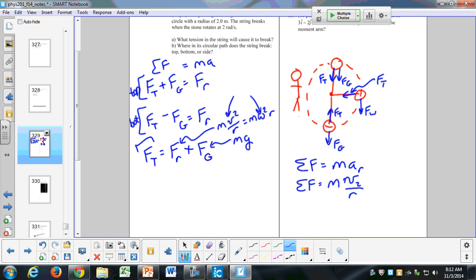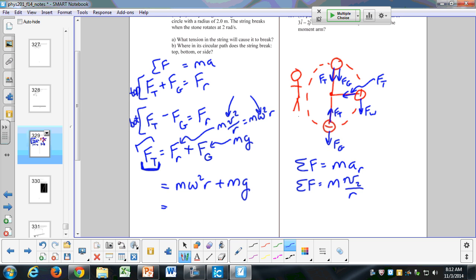24. Anybody else get that? 24 newtons. Okay, let's see. Our tension then, this is what we're trying to solve for, is what is the maximum tension that we can allow for. That's equal to m omega squared times r plus m times g. The sum of those forces will give us what is the tension in the string.